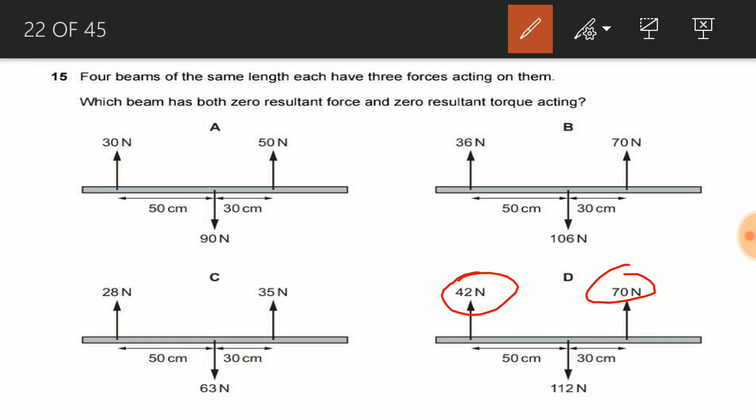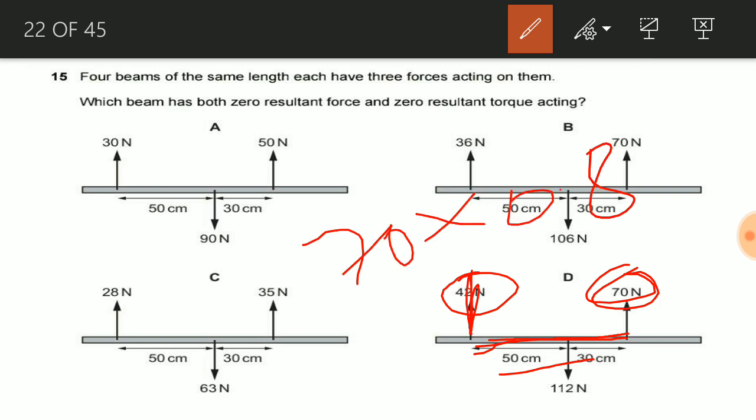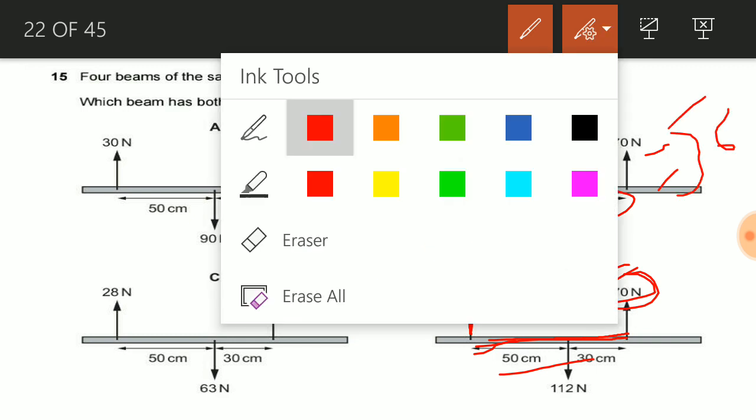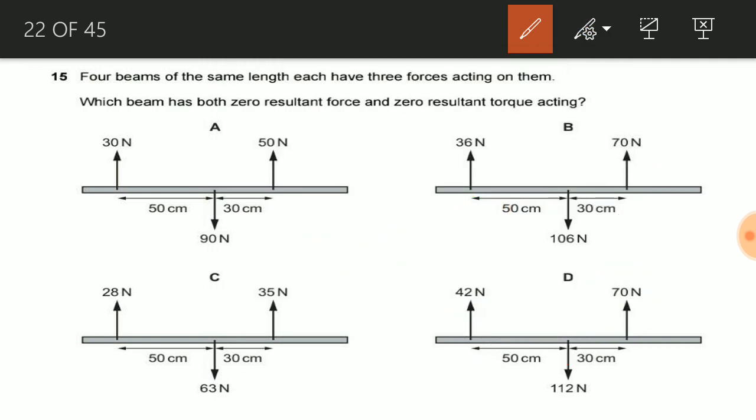Now let us find the resultant torque. If I consider this point as a reference point, then torque is the force and the perpendicular distance of the force from the given point. This is 70 and the distance is 50 plus 30, which is 80 centimeter. 80 centimeter means 0.8. On multiplying 70 into 0.8, we get 56 Newton meter. So 56 Newton meter is the moment of the force about this point.